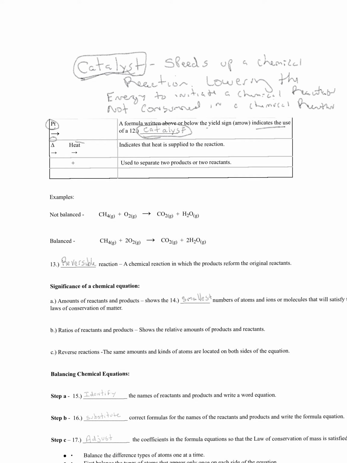And then you have this other one here, right? You have the delta symbol or the word heat above a reaction indicating that heat is supplied to the reaction. And then you have a plus sign, that's used to separate two or more reactants or products. All right, now we're looking at some examples of balancing chemical reactions.